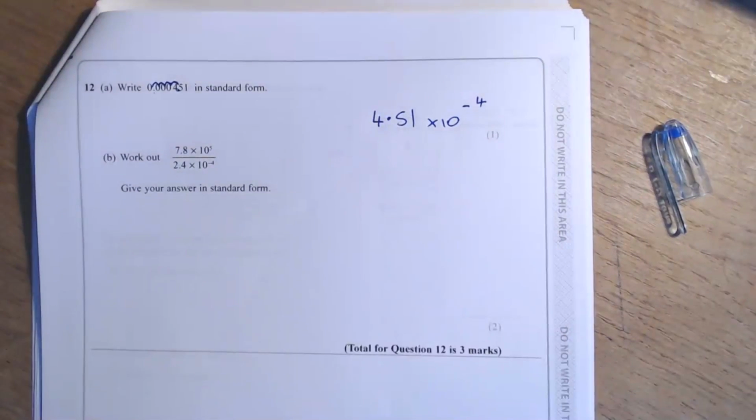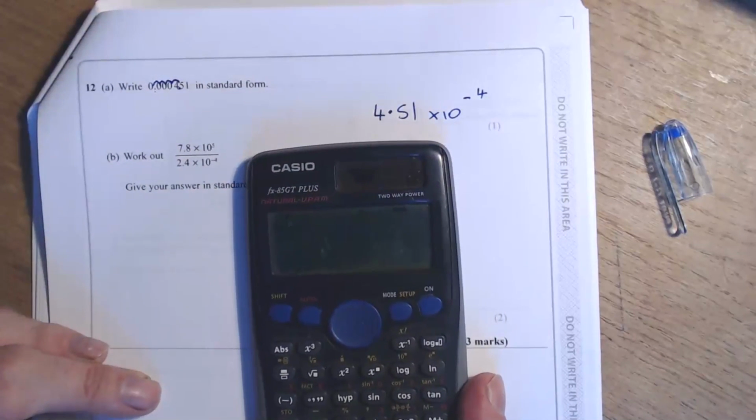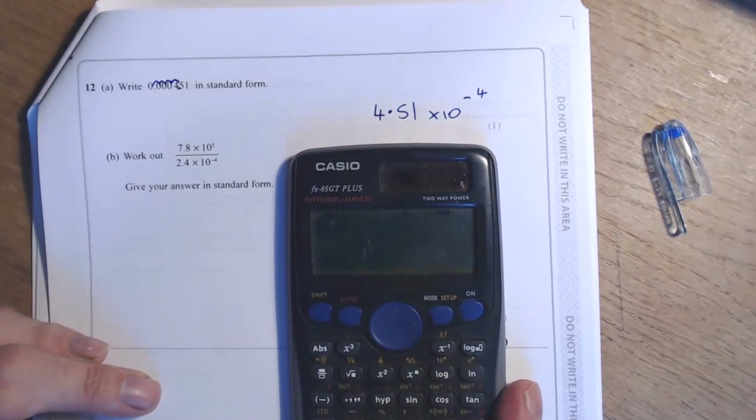And I think you can check this on your calculator. If you just go and do 4.51 times 10 to the minus 4, press equals, press the SD button. Oh no, mine isn't. Maybe you can't do that. I thought you could turn it into a normal number. Maybe not.